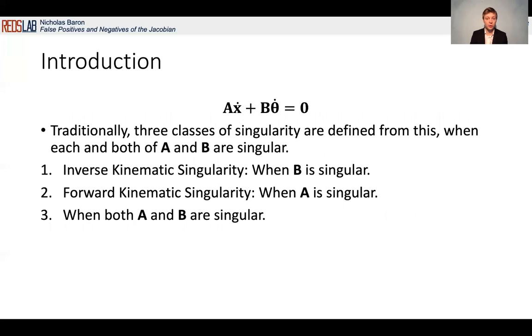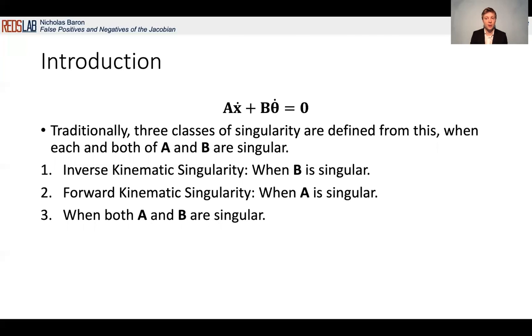Physically, this corresponds to a configuration of the mechanism where the mechanism loses a degree of freedom. For example, the end effector may have reached the edge of its workspace. This type of singularity can occur for both serial and parallel mechanisms. However, the second type of singularity, the forward kinematic singularity, occurs when A is singular. This refers to a type of singularity where the mechanism gains an additional degree of freedom instantaneously. This type of singularity is specific to parallel mechanisms and is extremely problematic because it can cause a loss of control of the mechanism.